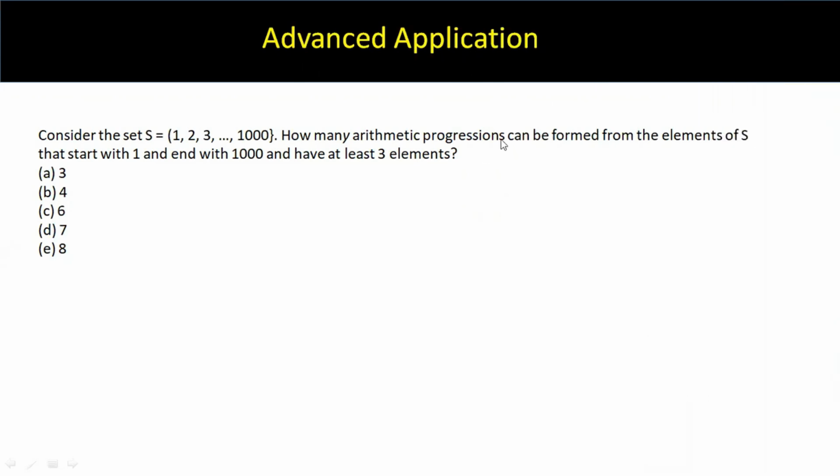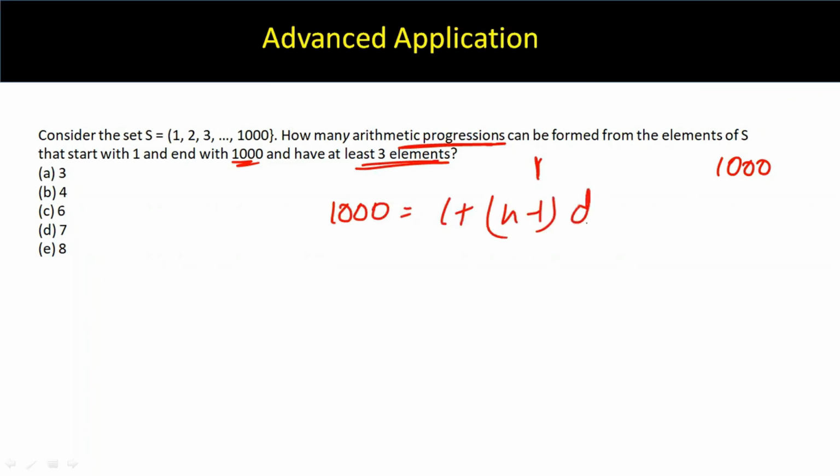It was a perfect question of number system combined with sequential series. क्या करना है? How many arithmetic progressions can be formed from the elements of S that start with 1 and end with 1000? Which means first term 1 होनी चाहिए and last term should be 1000, and it has to be AP, and कम से कम at least 3 elements होने चाहिए. ठीक है? So I will say कि यार this has to be my last term. First term is 1 plus n minus 1 into D. I don't know D. D can be anything. Base is D, values change हो जाएगी, right? So now what do I do? This is what? 999. So n is what?